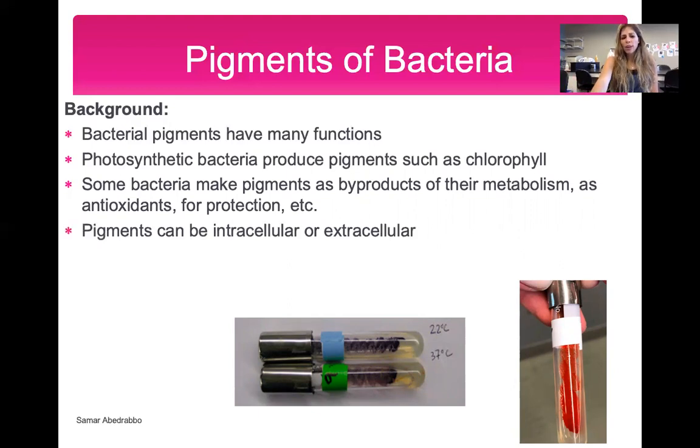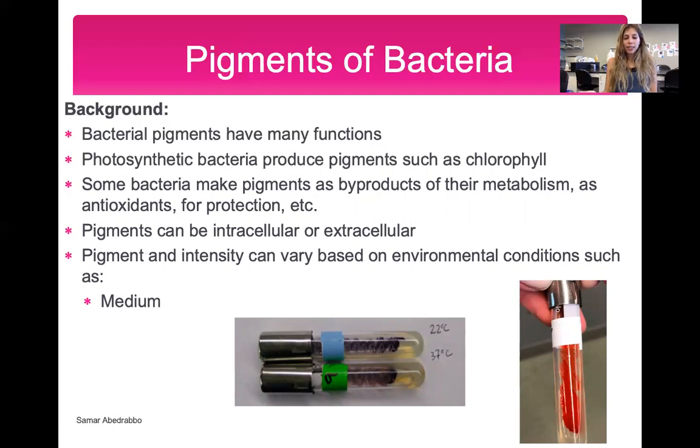So pigments can also be intracellular or extracellular. Intracellular means that the bacteria produce it and it stays inside. Extracellular means that they release the pigment to their environment. The pigment and the intensity of the pigment can change based on different environmental conditions. So maybe at one temperature, we see one color, and at another temperature, we see another color.